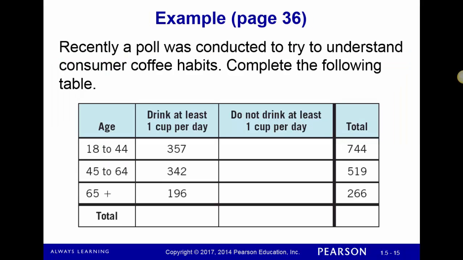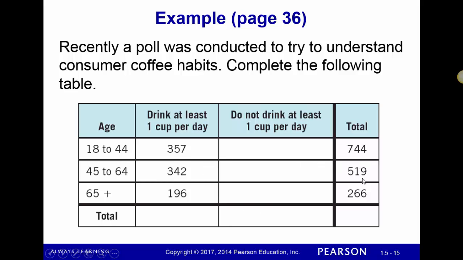So here's an example. Recently, a poll was conducted to try to understand consumer coffee habits. Complete the following table. We have the respondents classified by their age, and we have whether they said they drink at least 1 cup per day or whether they said they don't drink any coffee per day. And we want to fill in the missing cells. So let's take a look at what we were given.